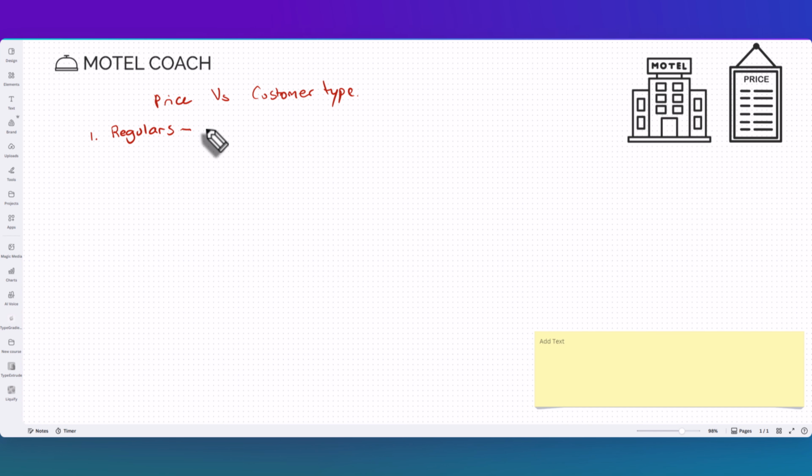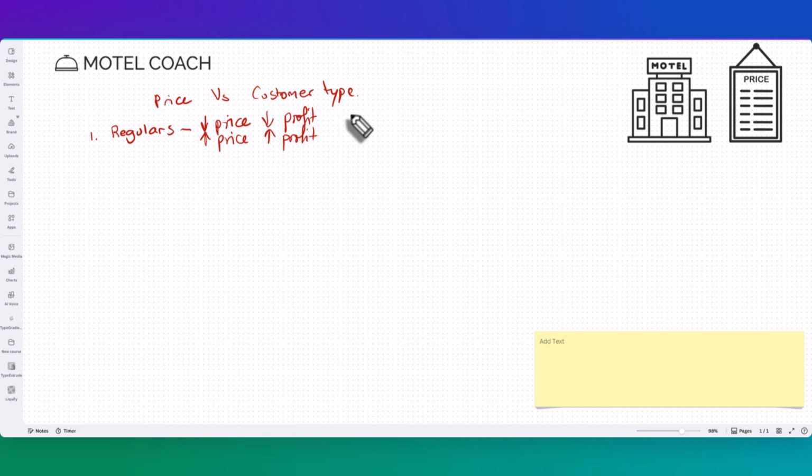They're regulars. If you reduce your rate, they're still going to stay at your property. If you increase your rate, they're still going to stay at your property. And as long as we're being reasonable, if we jump our price 10 times, they're not going to stay with us. So if we go here to our regulars, if we reduce our price, we're going to reduce our profit. If we increase our price, we're going to increase our profit.